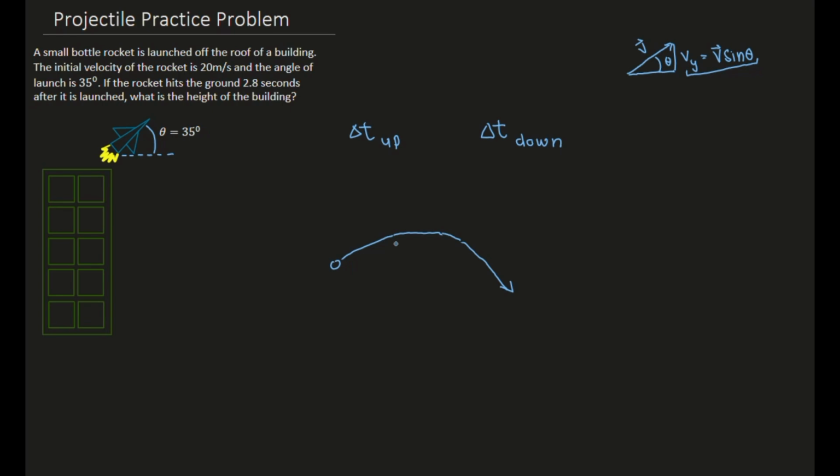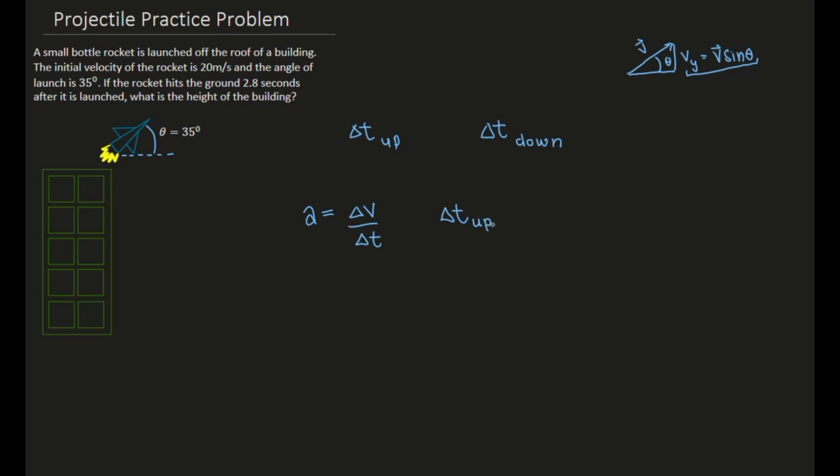If I use just the equation for acceleration, acceleration is equal to the change in velocity over the change in time. I can use this to calculate the change in time. So if I reorient it to solve for the change in time, I want to be specific: this is the change in time it takes my rocket to go up before it starts coming down, okay?